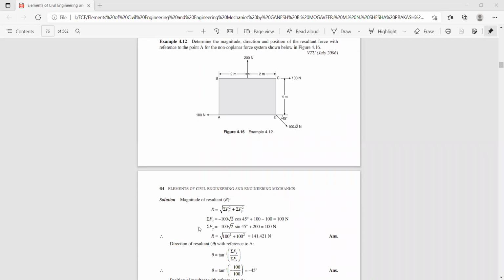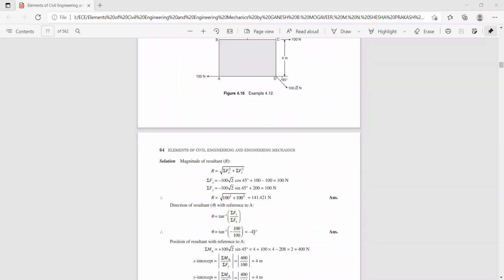So sigma f of y, it is correct. Minus 100 root 2 sin 45 plus 200. It happens to be 100 Newton. So I think this value will change. So always there will be some mistakes due to printing mistakes. So always follow the basics, right? So once you correct this, I think it will be different, and obviously the resultant value will also be different, and the angle of inclination will also be different.